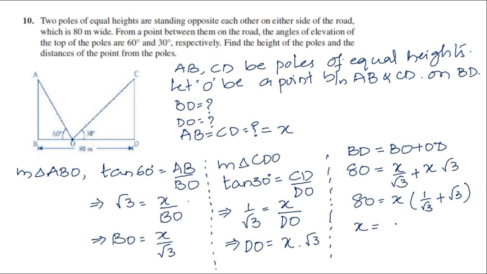So x will be equal to 80 divided by 1 by root 3 plus root 3. Let us take the LCM. Here LCM is root 3, so it becomes 80 root 3 divided by 1 plus 3. So we get 20 times root 3. The x value is 20 times root 3, so we can find the value of BO.